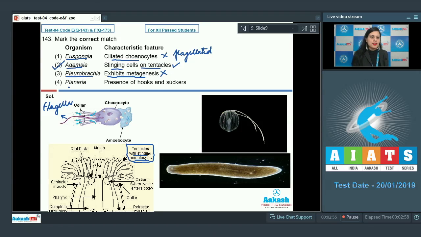The last match given is Planaria, and the match given is presence of hooks and suckers. As it is an incorrect match, this cannot be a correct answer to our question. As you can see here, this is Planaria, a free living flatworm, and it lacks hooks and suckers. So this is an incorrect option, and the correct answer to this question is option number 2. Let's proceed to the next question.